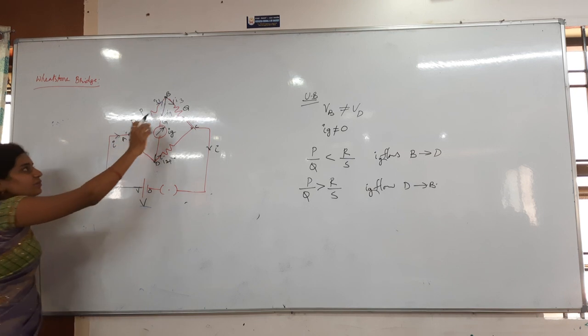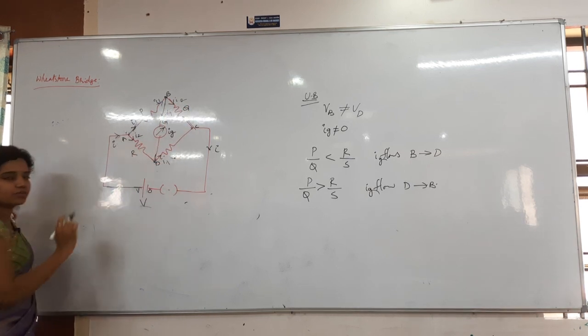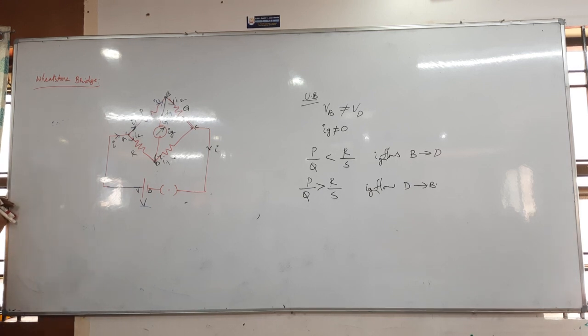So here I2 is there, means here also how much is it? I2 only. This is I1, means this is also how much? I1 only. That will be the condition for the unbalanced bridge. What is the reason?